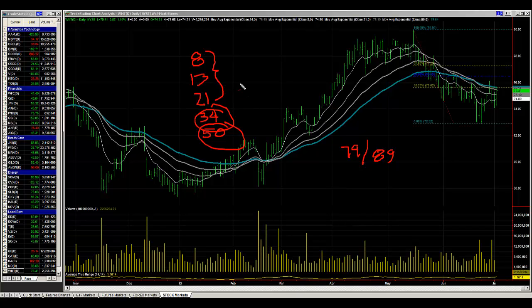Just remember, if the trend is mature, you want to look for the deeper pullbacks, okay, the 21, 34, 50. You don't want to be entering off the 8 and 13 unless it's a new trend. So as the trend matures, if you're going to buy retracements, you don't want to get too aggressive in a mature trend, okay?